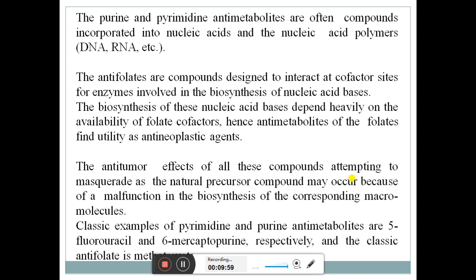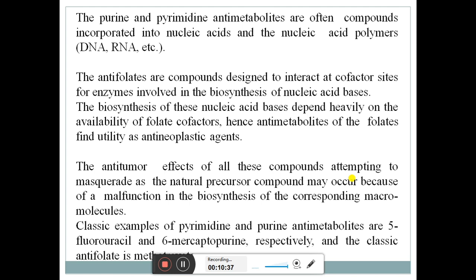So what is the use of antifolate drugs? These drugs interact with the cofactor site for the enzyme, and what is the function of that enzyme? That function is the biosynthesis of the nucleic acid bases. So because of the interference of these antifolates with the cofactors, the biosynthesis of the nucleic acid will be interrupted, and cell growth will not take place. In this way this drug acts.